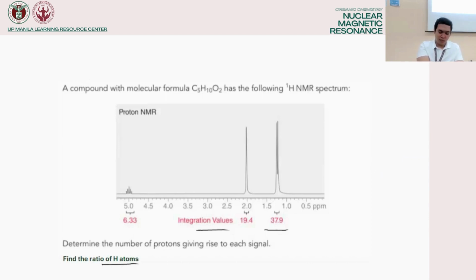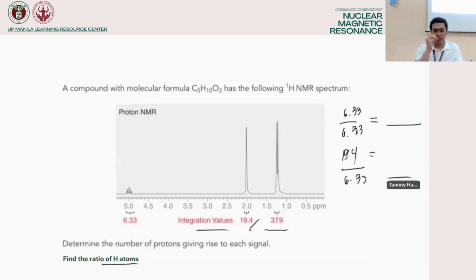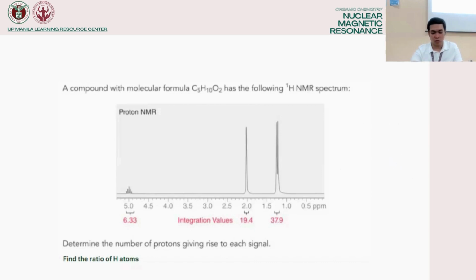The step there is simple: you divide all the integration values by the lowest. 6.33 divided by 6.33 equals that. Then divide by 6.33 again. 19.4 equals that. 10 seconds. Okay, so hopefully, if you weren't able to answer, this is the answer.